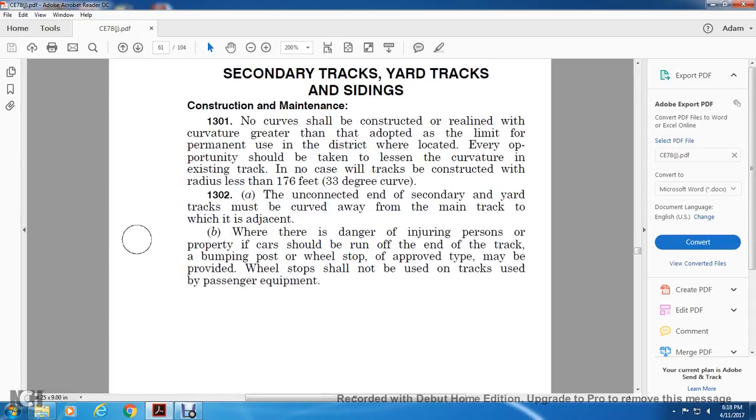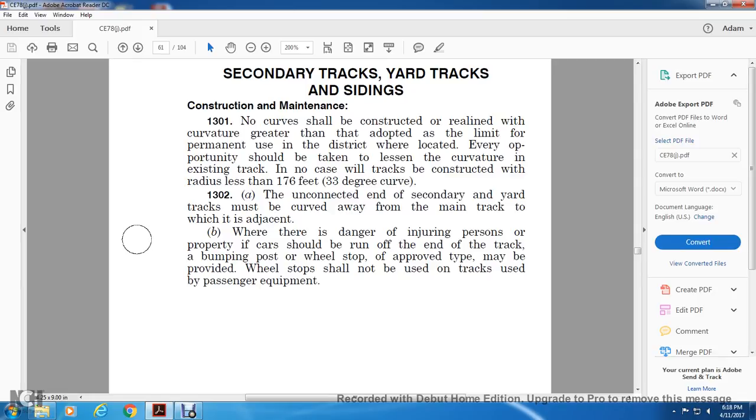Secondary tracks and yard tracks and sidings. No curve shall be constructed or realigned with a curvature greater than the adopted limit permanently for the district located. Every effort should be taken to lessen the curvature of an existing track. In no case will tracks be constructed with a radius less than 176 feet, a 33-degree curve.